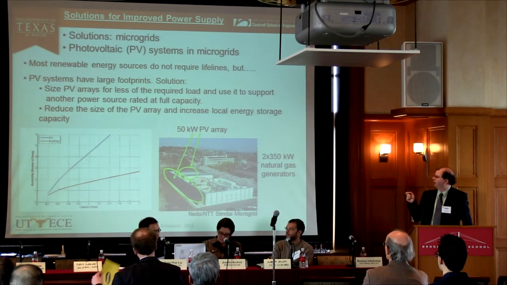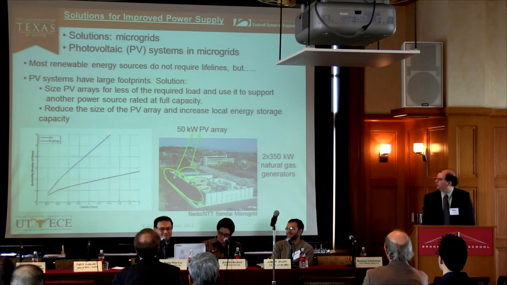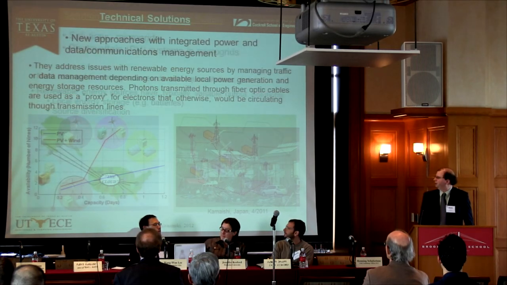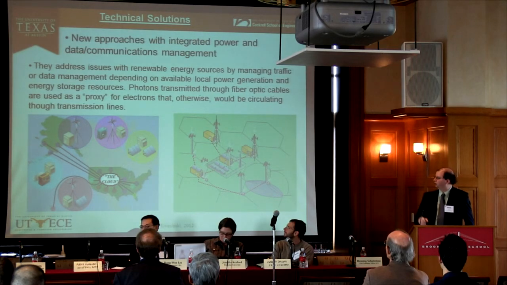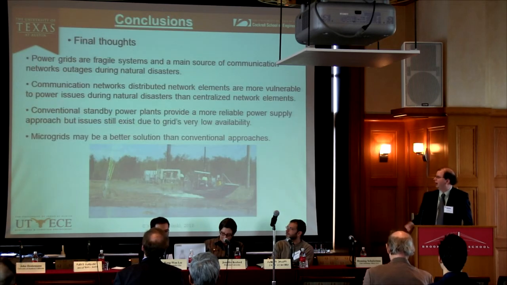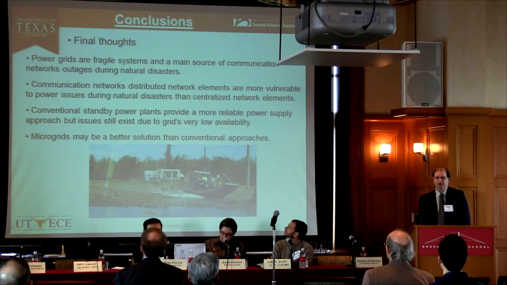The problem with photovoltaics is that they have a large footprint, and they also are variable output. The way you solve those problems is through local energy storage and source diversification. And let me conclude that. This is an example of how you could use local solutions in communication networks. And these are my conclusions of what I've been talking about so far.